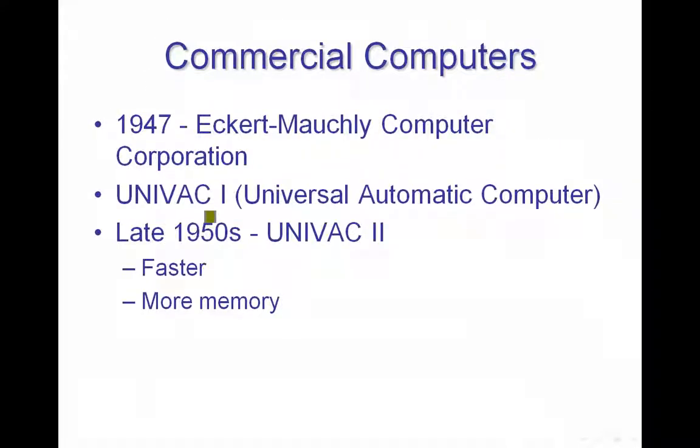Okay, as we are describing the history of computers, we are now going to talk about commercial computers. In the year 1947, Eckert and Mauchly Computer Corporation introduced the Universal Automatic Computer number 1. Late in the year 1950, the Universal Computer 2. It was a faster computer with more memory.